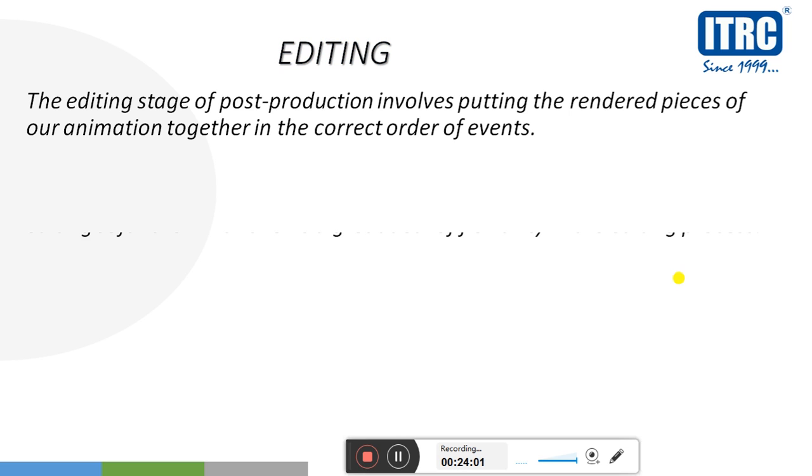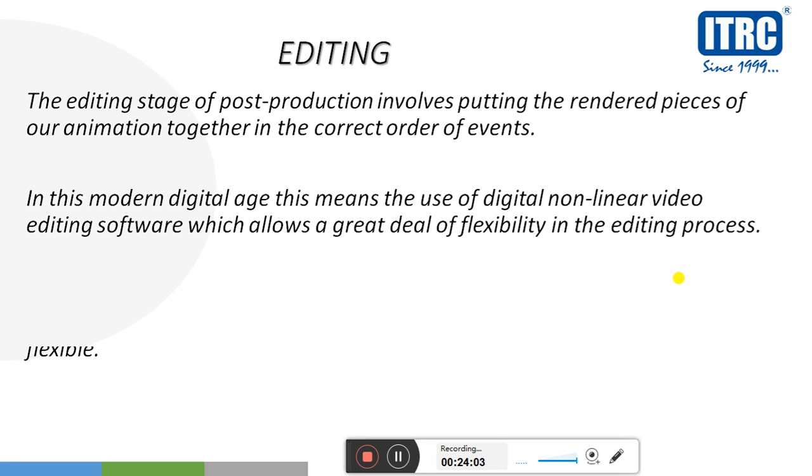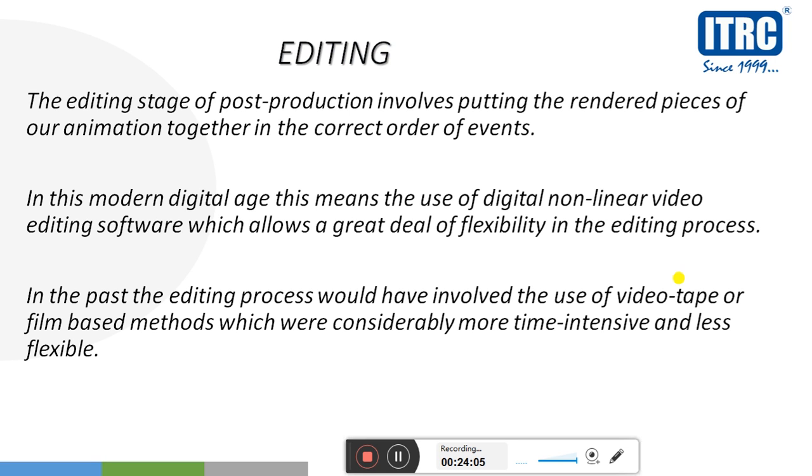Editing. The editing stage of post-production involves putting the rendered pieces of our animation together in the correct order of events. In this modern digital age, this means the use of digital nonlinear video editing software, which allows a great deal of flexibility in the editing process. In the past, the editing process would have involved the use of videotape or film-based methods, which were considerably more time intensive and less flexible.